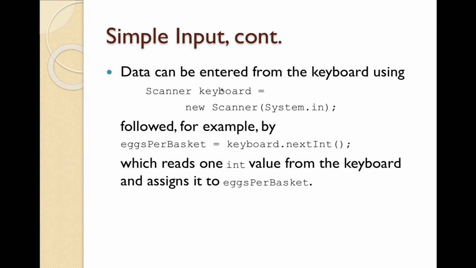Notice that this is the declaration and instantiation of a Scanner object. When we want to use this Scanner object, we put its name, then the dot operator, and then what value we're trying to get from the keyboard. Such as here, we're gathering an integer from our keyboard. It reads in one int value from the keyboard and assigns that value to our variable called eggsPerBasket, which better be an integer type.